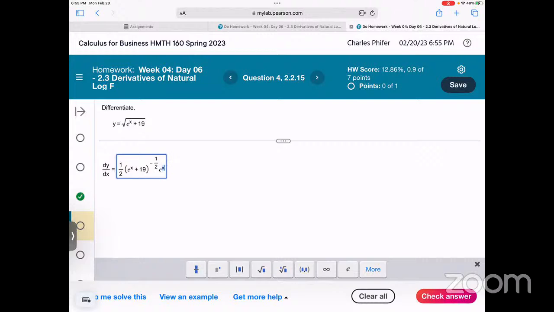And then if we rearrange this, it looks like on top we're just going to have e to the x. On bottom, we're going to have 2 times the square root of e to the x plus 19.